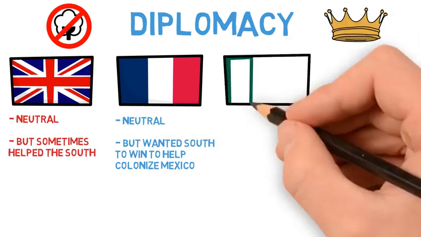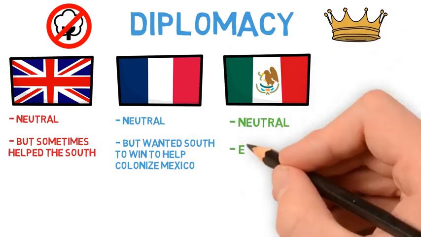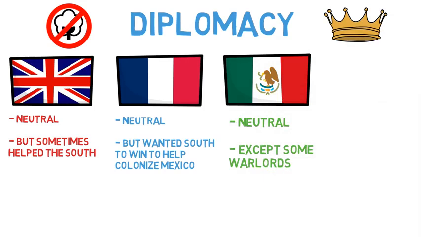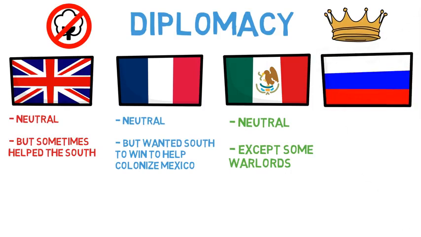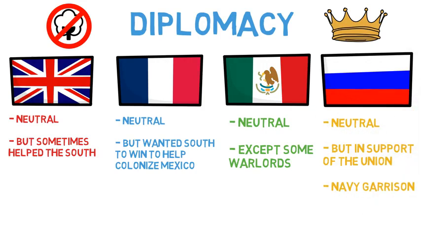Mexico itself was also neutral, but some Mexican warlords near the border collaborated with the Confederate States. Russia was the only powerful nation to offer assistance to the Union, at least verbally. The Russian Navy sent 2 fleets to American waters, just in case Britain and France joined the war against the US. But let's get back to the war itself.